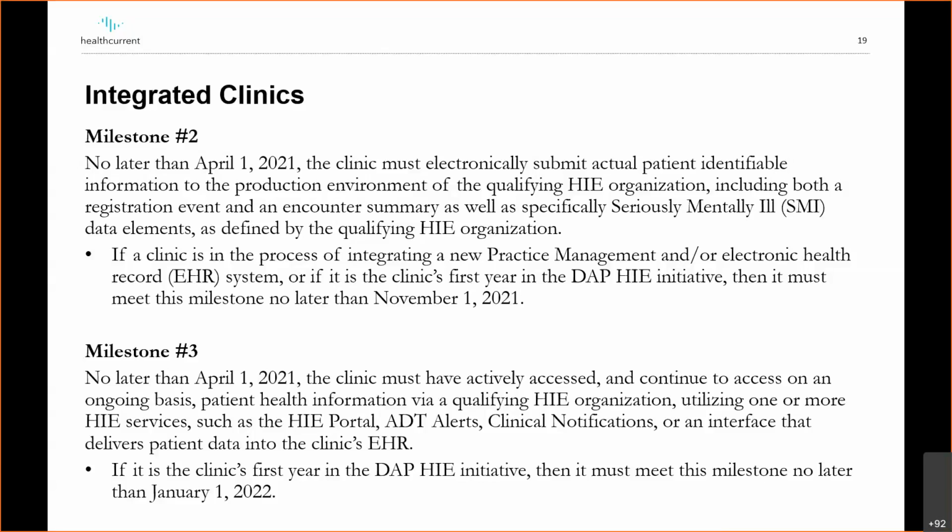So milestone 3, no later than April 1st, 2021, the clinic must have actively accessed and continue to access on an ongoing basis patient health information via the qualifying HIE, utilizing one or more HIE services, essentially the portal or receiving alerts and notifications, or an interface that delivers patient data into the clinic's EHR. If this is your first year in DAP, then you must meet this milestone no later than January 1st, 2022.